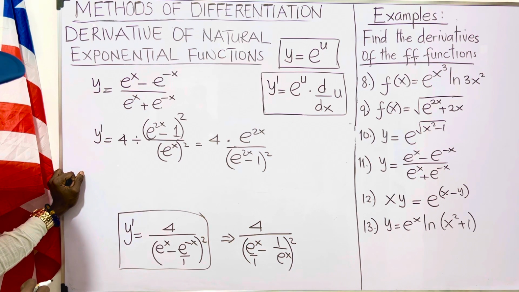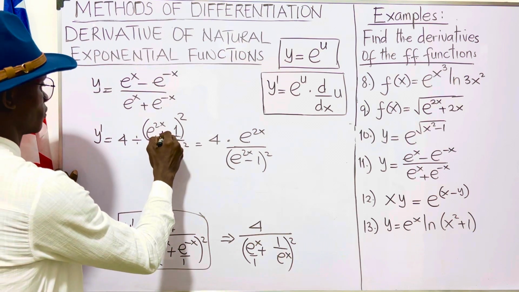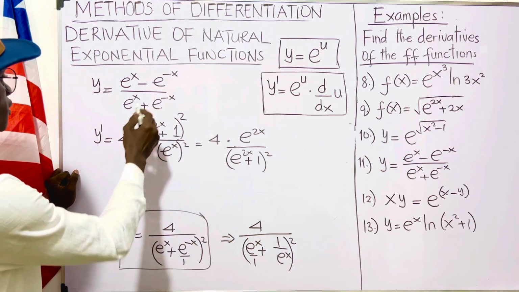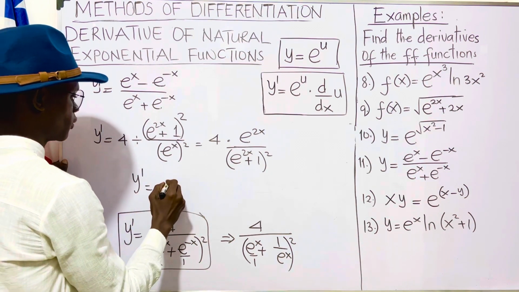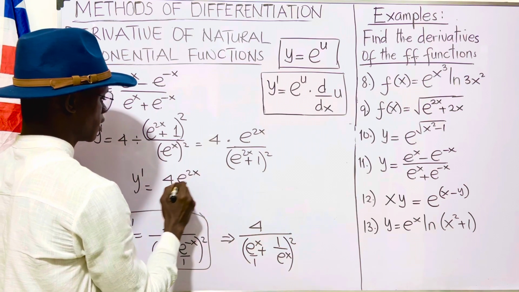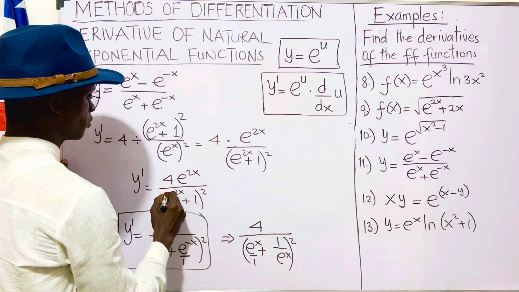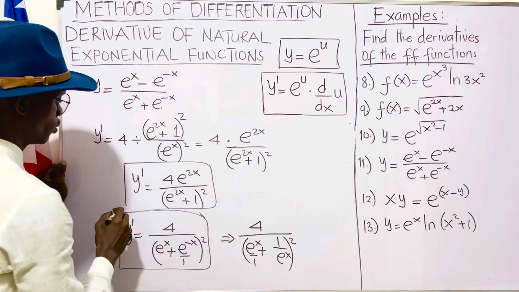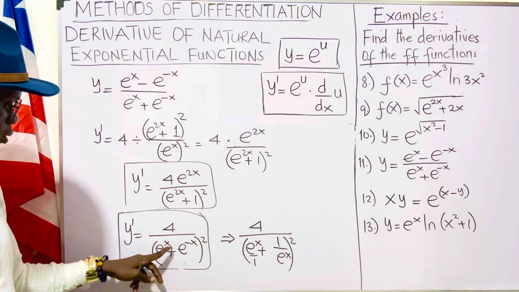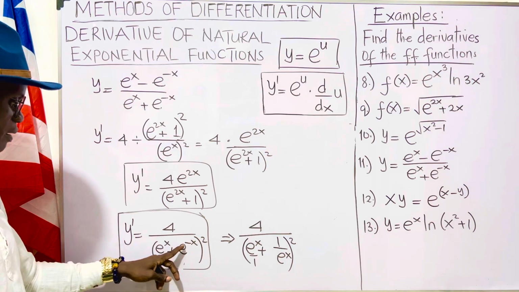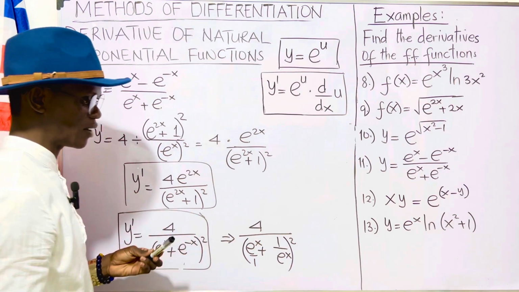So that the denominator is positive, not minus. This denominator is positive. So finally, we can just say y prime is equal to 4 e raised to the power 2x all over e raised to the power 2x plus 1, all square. So you can decide to maintain this as your answer, 4 all over e raised to the power x plus e raised to the power minus x, all square, or you can further simplify it like this to get rid of the negative powers.